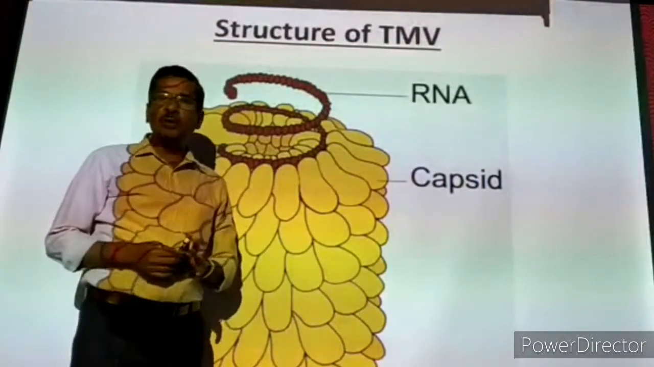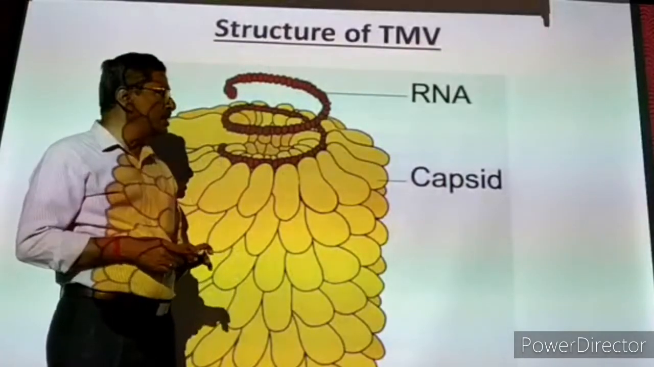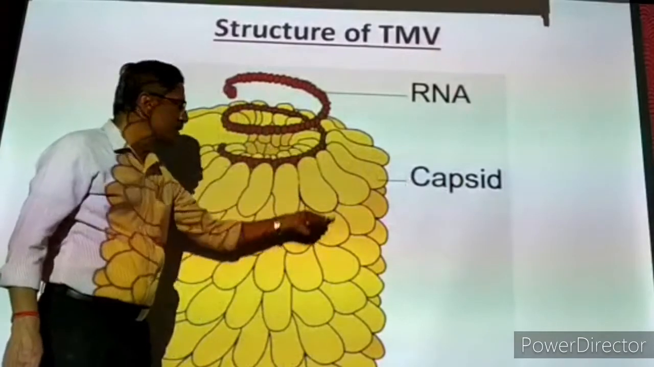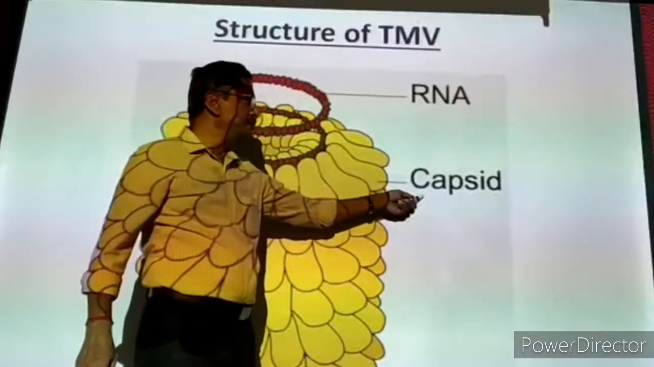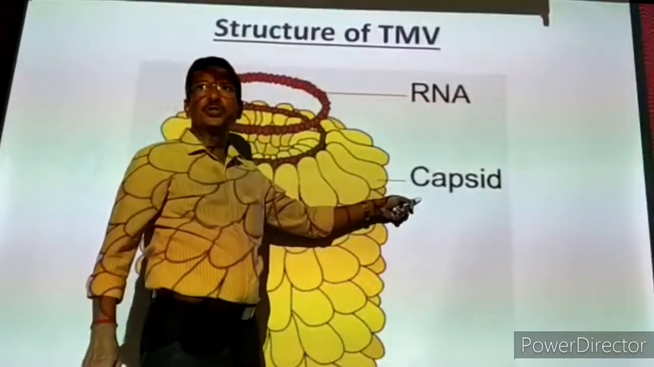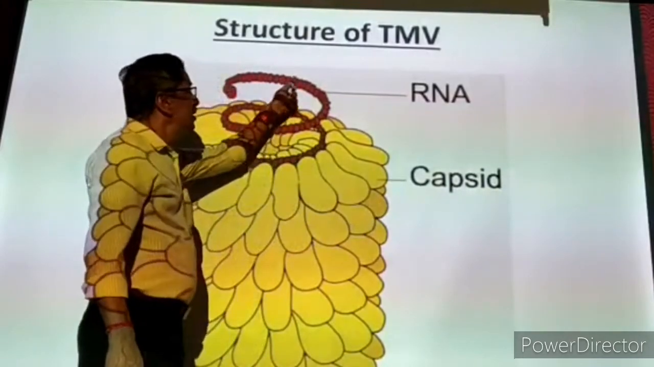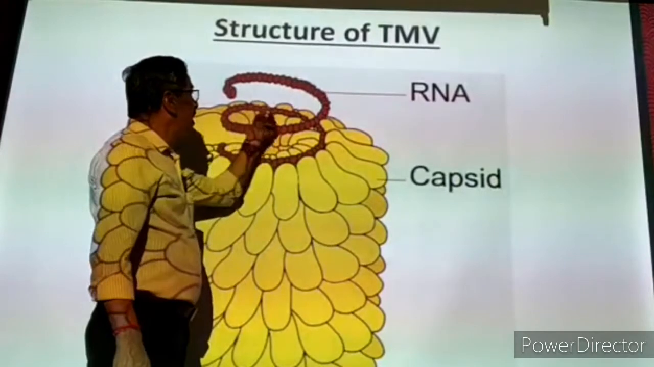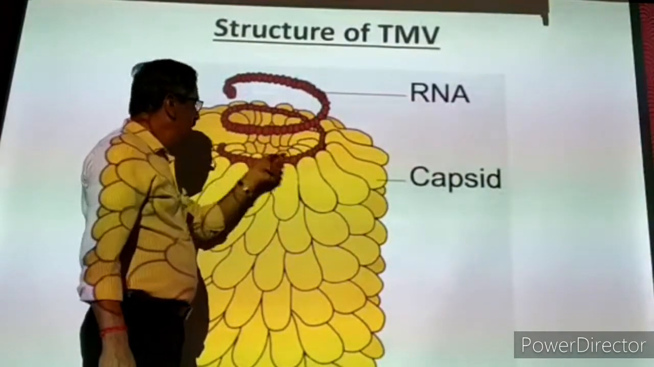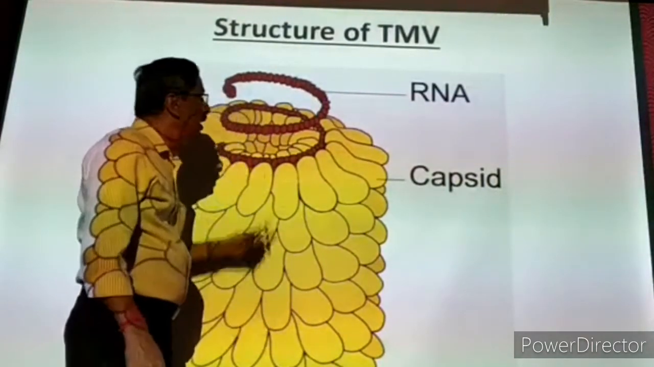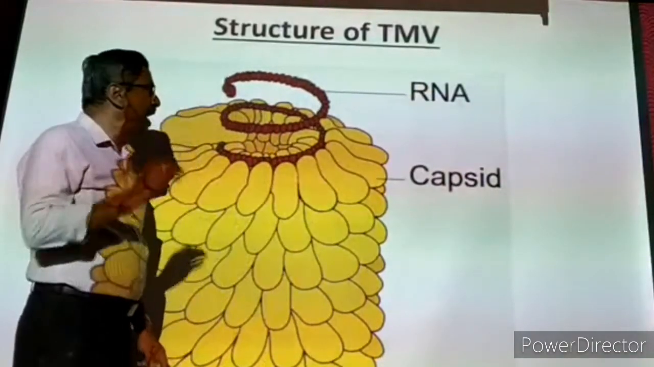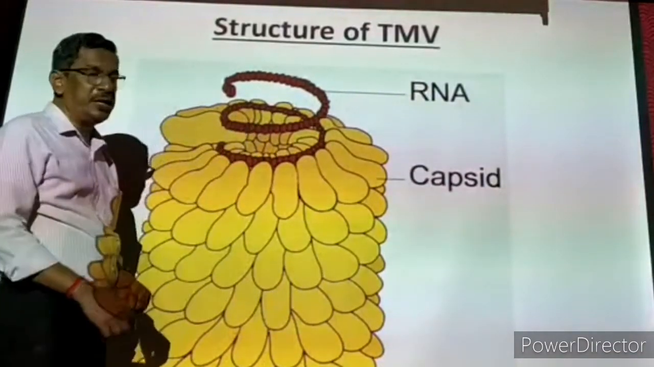Basically, the tobacco mosaic virus has only two parts. One is the outer protective covering. You can see that yellow color. It is a thick protective covering called the capsid. It is also called the protein coat. Then inside the protein coat, at the center, there is a long coiled thread-like structure present from end to end. It is called the RNA. So the tobacco mosaic virus has RNA as its genetic material.